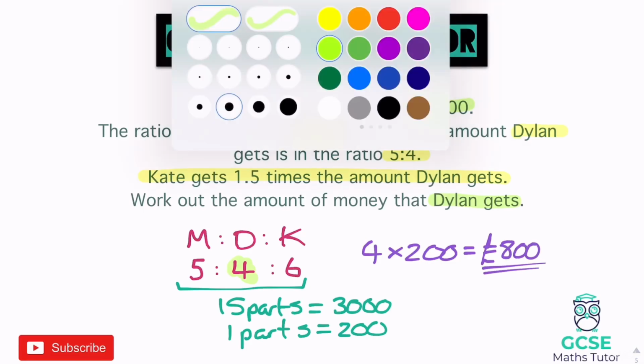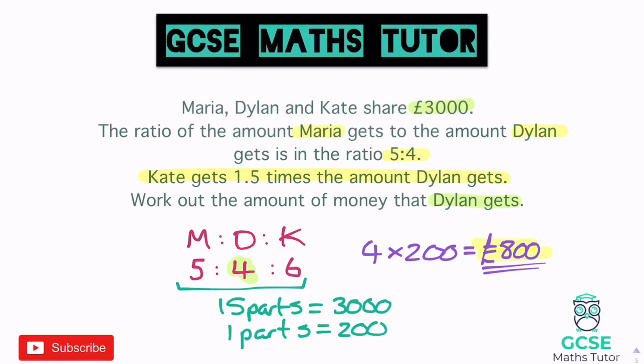And again, you could go about finding out the amount that they all get. We could do Maria times 200, which is 1,000, and Kate times 200, which is 1,200. And you could even add them all together then and show that there's £3,000 there. But that's how we'd approach a slightly different question here. We've got to think about creating the ratio slightly ourselves. Going to have a look at one more of these before you have a go.